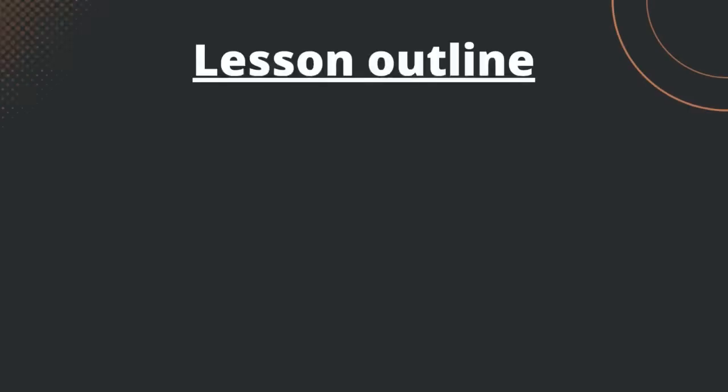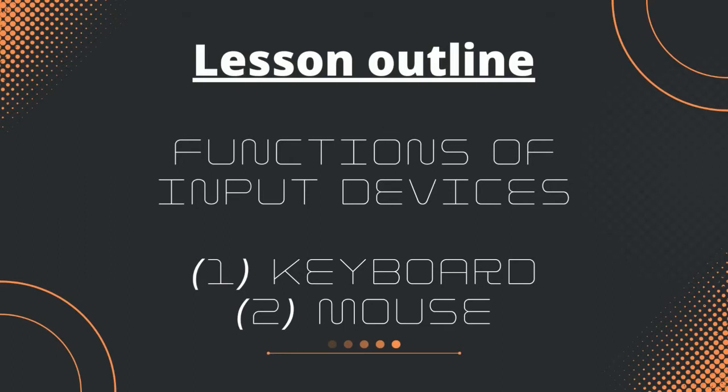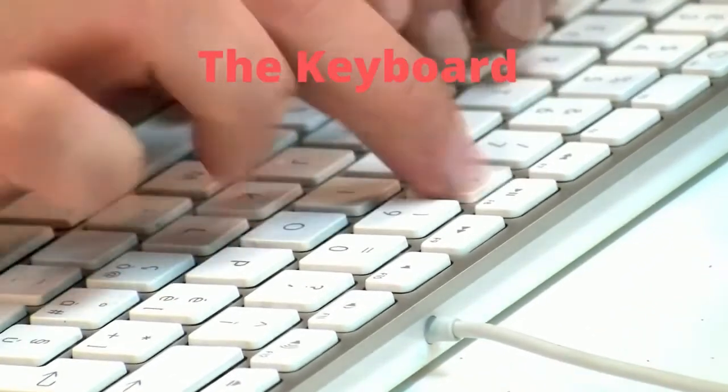Now we have the lesson outline here. Functions of input devices. We'll be talking about the keyboard and the mouse. These are input devices, so we're going to be explaining what they do, how they work, their functions, their characteristics and their different types.